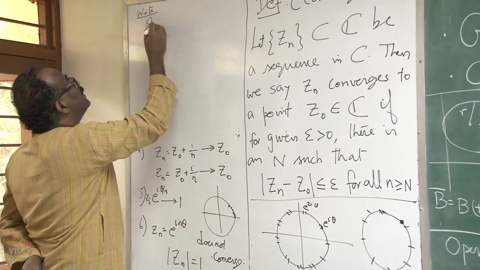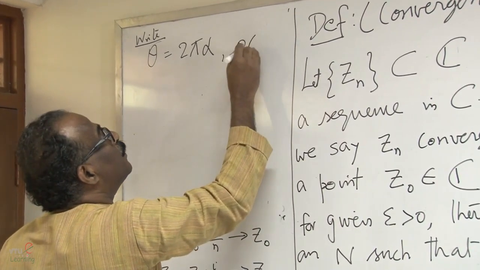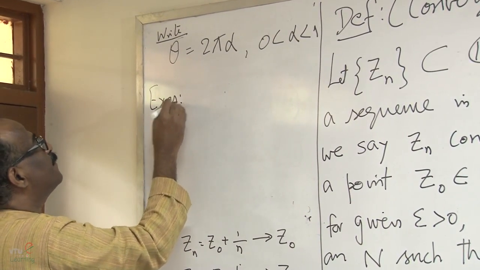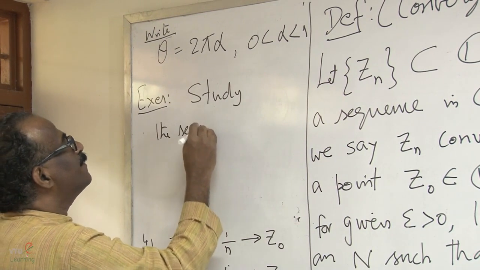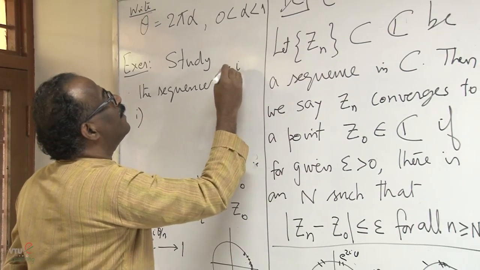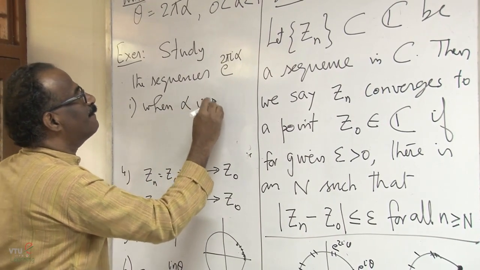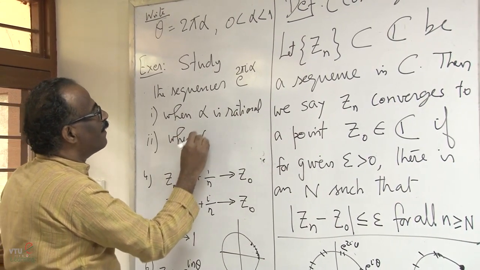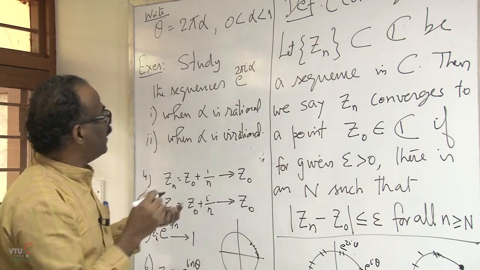So for this, the exercise is that theta is equal to 2 pi alpha. Since theta is between 0 and 2 pi, alpha will be between 0 and 1. So the exercise is to study the sequences in two cases. Study the sequence e power i n theta, that means e power 2 pi i n alpha. One, when alpha is rational, and two, when alpha is irrational. That would be a very interesting, nice exercise.